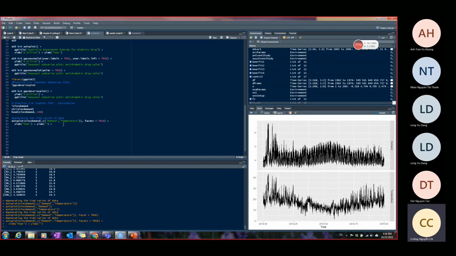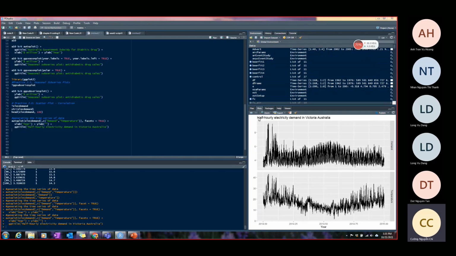And one more thing, we can add the ggtitle. If you want to be very clear about it, you can say this will be the half-hourly electricity demand in Victoria, Australia. The graph has been generated, a very good one.